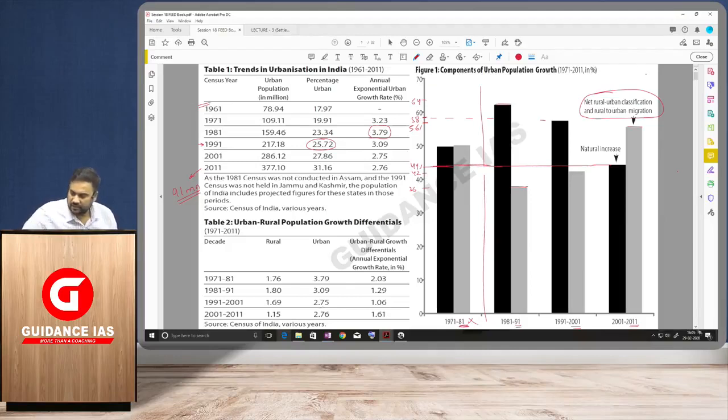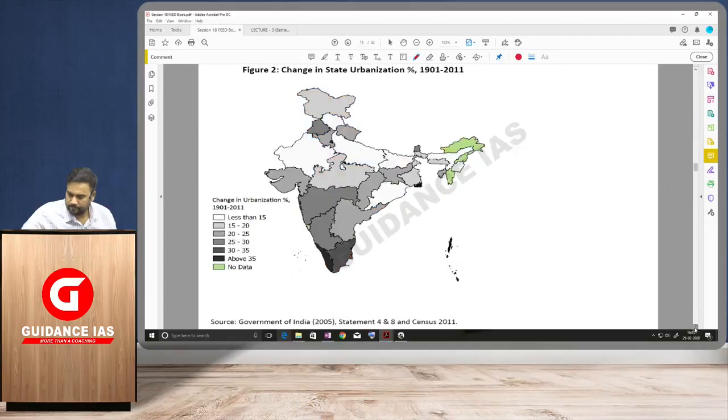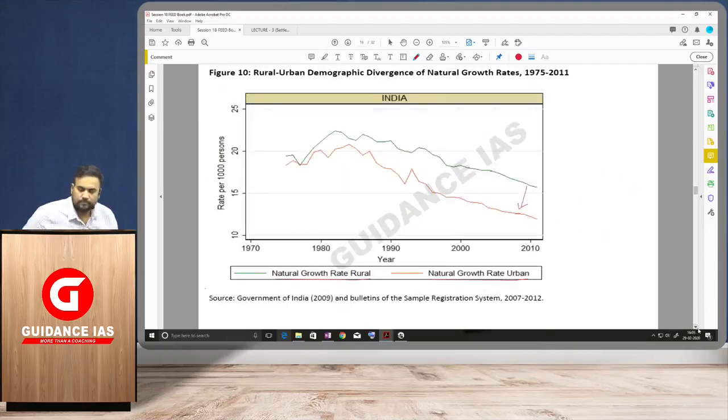ठीक है, अब इसको और थोड़ा डिटेल में देखना है तो विल सी. Okay, can you see this differential which is there in the natural growth rate, the demographic divergence which is there in the natural growth rate between 1975 and 2011. This is the demographic divergence. Can you see demographically who is growing naturally more? Rural areas, they are experiencing faster natural growth. Why? Can I say because rural areas are still located in the second stage of demographic transition, while urban areas are reaching the third or fourth stage of demographic transition.